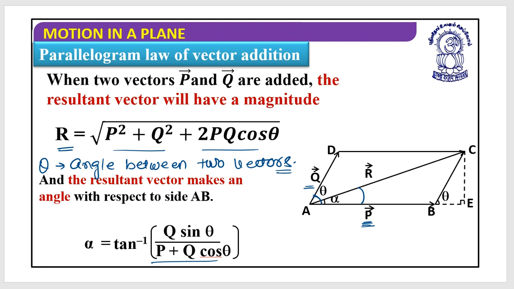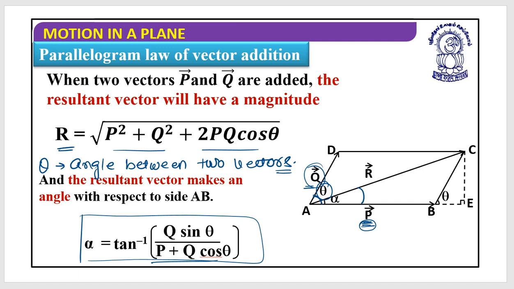It is something like this: if two vectors, vector p and vector q, are acting on the same point with a certain angle theta between them, then the resulting vector has a magnitude r equal to the root of p square plus q square plus 2pq cos theta, and its angle with the horizontal axis, alpha, is equal to tan inverse of q sin theta divided by p plus q cos theta. I hope this is clear.